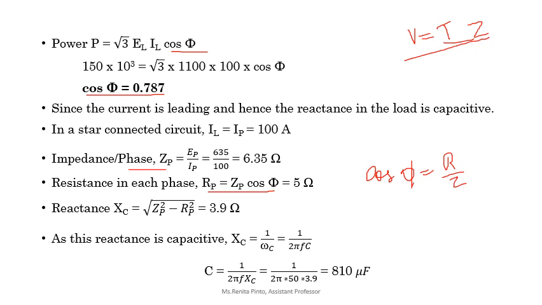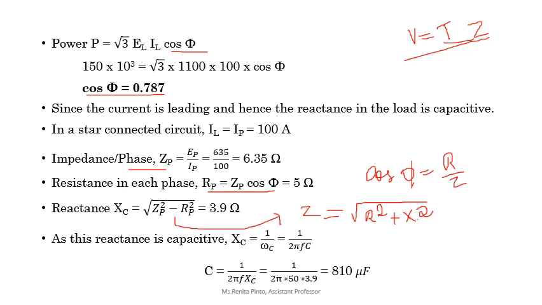So once you get the resistance, let me find out the reactance. Now this formula is from this equation: Z is equal to root of R square plus X square.